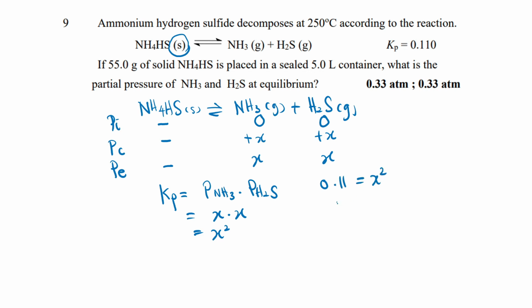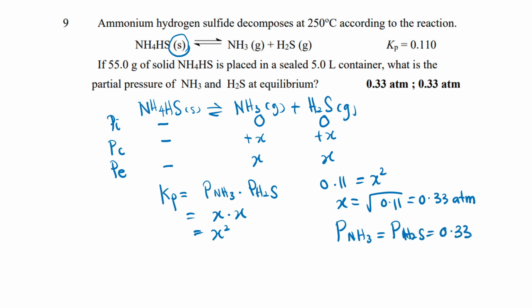Can we find x? Yes. x is equal to square root of 0.11. So we get x is equal to 0.33 atm. So this is the partial pressure of ammonia, equal to the partial pressure of H2S, which is equal to 0.33 atm. Alright, so that's for question number 9.